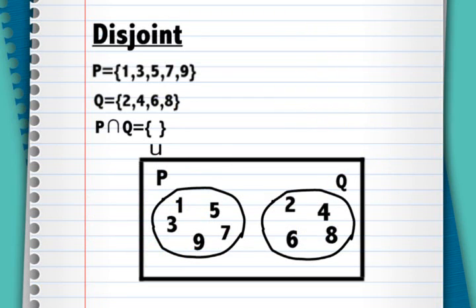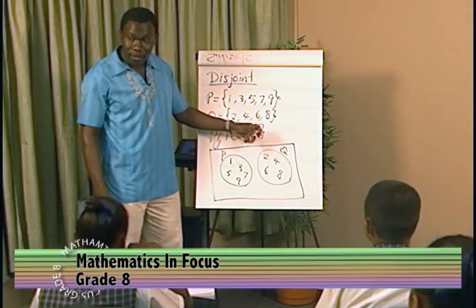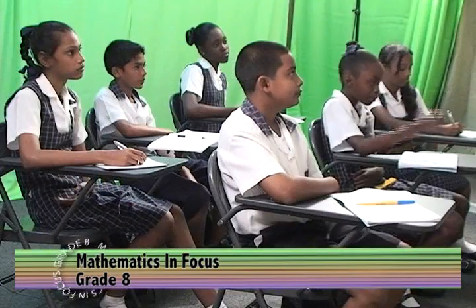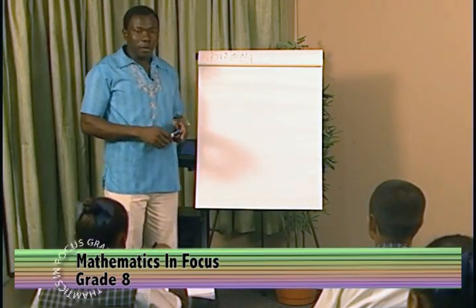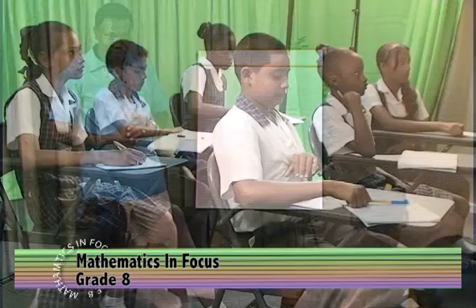Intersection of sets when they are disjoint. When two sets are disjoint, we do not say that there is no intersection, but rather we say that the intersection is the empty set. All right? Good. Now, let us look at some properties of intersection.